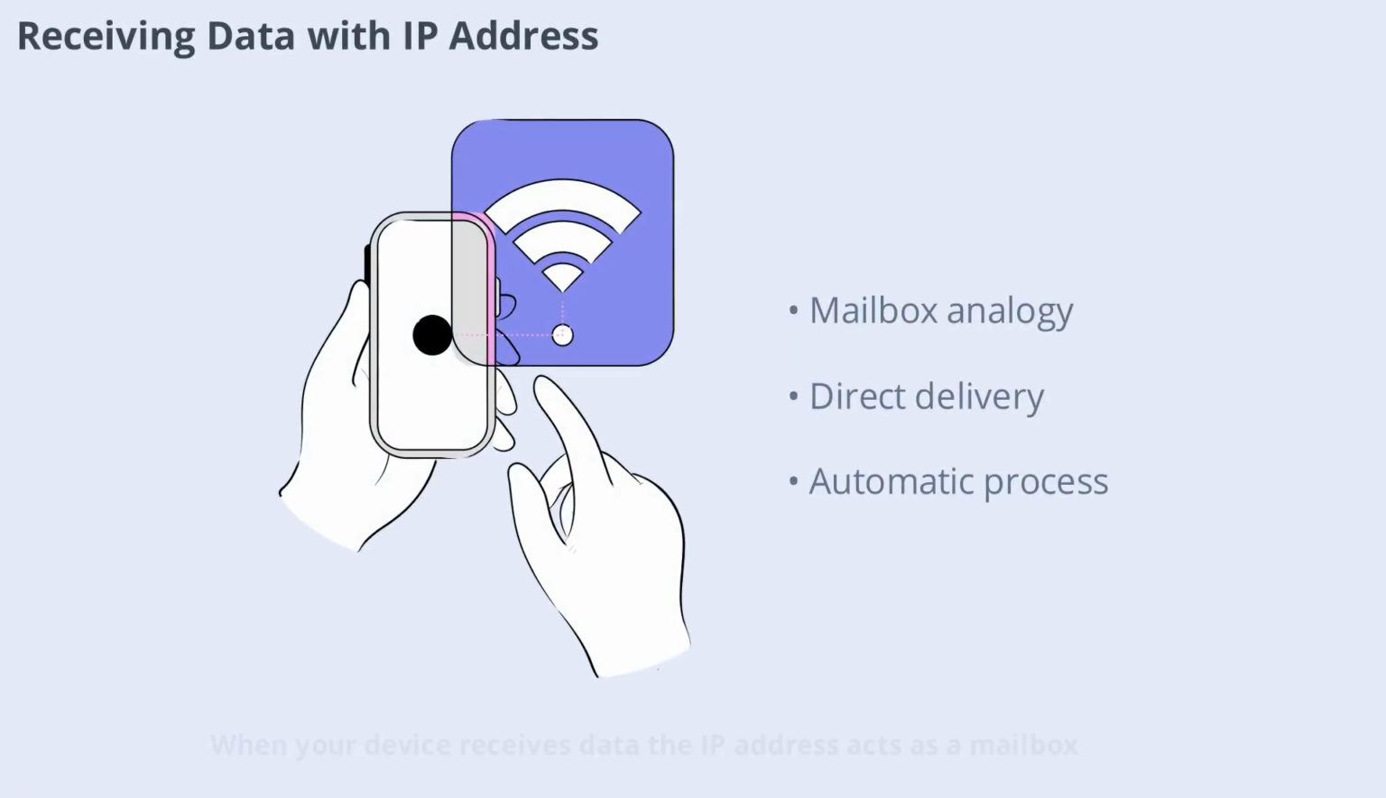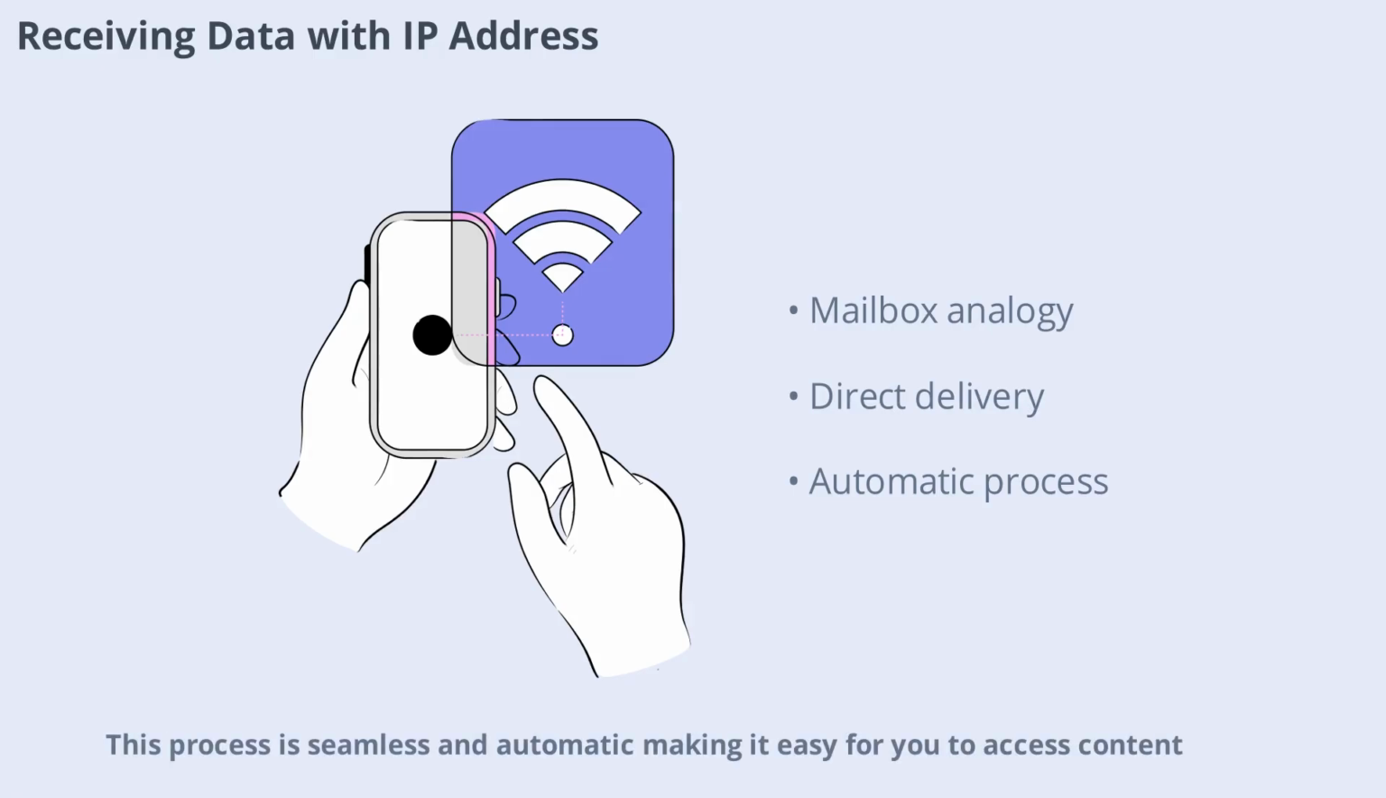When your device receives data, the IP address acts as a mailbox. Servers use your IP address to deliver information directly to your device. This process is seamless and automatic, making it easy for you to access content, download files, or stream media without worrying about how the data finds you.